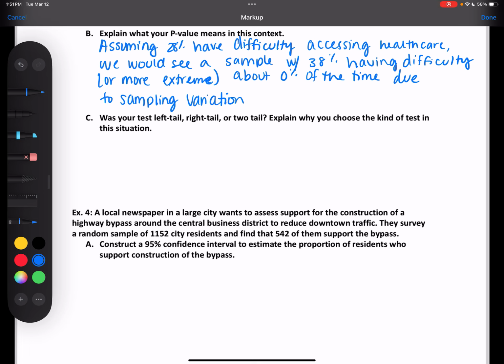All right. Is this a left tail, right tail, or two tail? Right tail. Why? Because we were looking for greater than. So we were looking for more severe, right? Oh, I spelled tail wrong. Oops. Well, you didn't spell tail wrong, it's just not the right tail, the wrong tail.